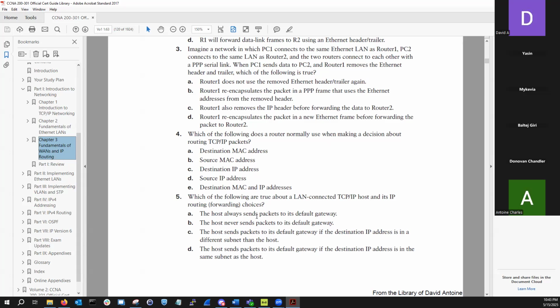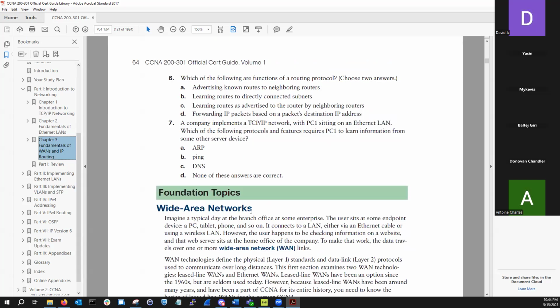If we look at C, the host sends packets to its default gateway if the destination IP address is in a different subnet than the host. That's true, isn't it? Yeah. Let's look at D. The host sends packets to its default gateway if the destination IP address is in the same subnet as the host. That's incorrect, isn't it? Yes. So what is the right answer? C. That is correct. Great job.